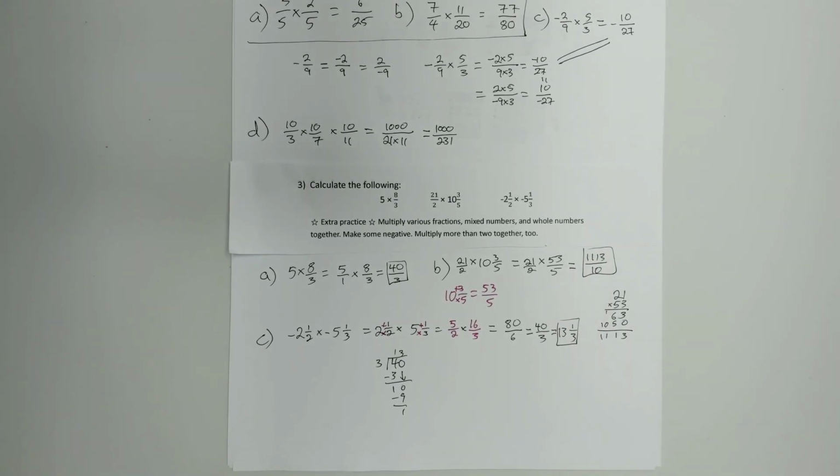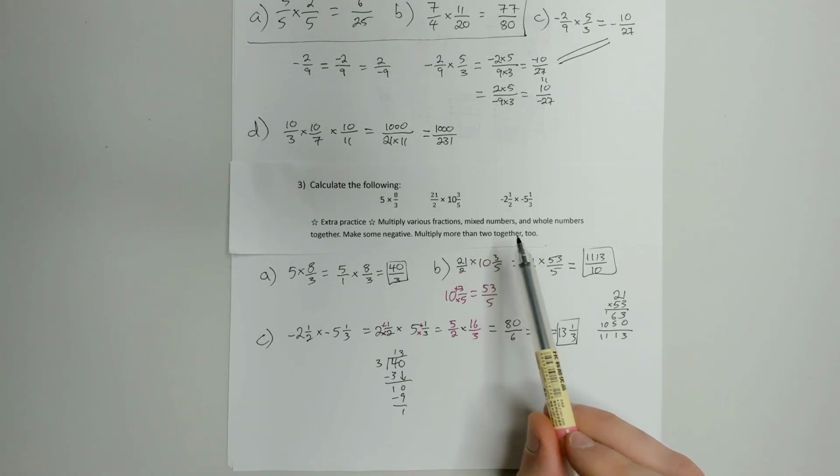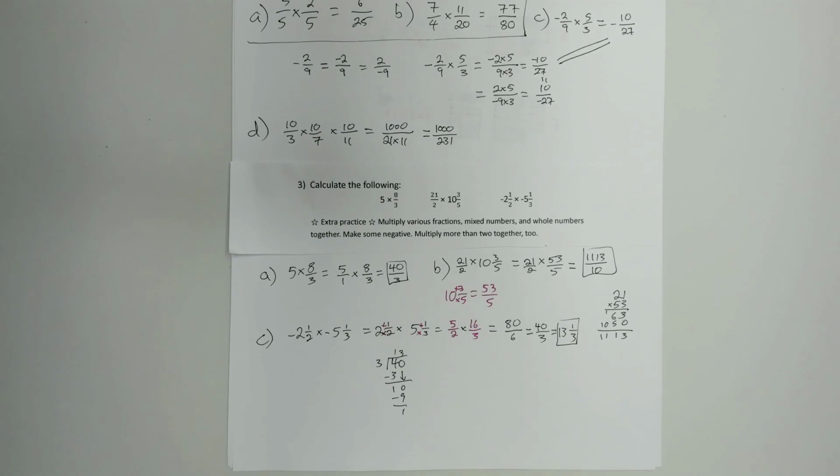And if you want some extra practice, multiply some various fractions, but make sure you multiply them with mixed numbers and whole numbers this time as well. Make some negative, and sometimes do more than 2, right? You could do 3 mixed numbers or 7 mixed numbers, right? So spice it up a little bit, and let's go on to the next question.